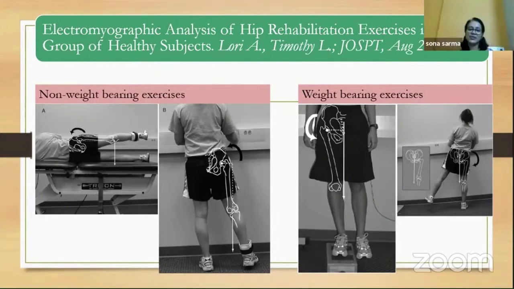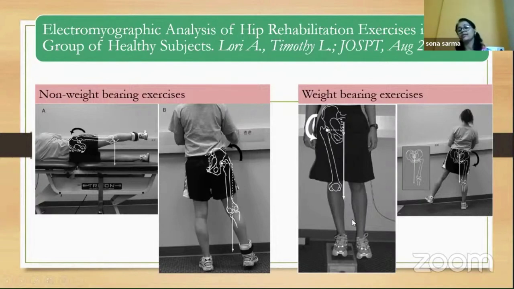I can answer this with a couple of slides. This was a study done on electromyographic analysis of hip rehab exercises in a group of healthy subjects, published in JOSPT. They recommended that you can start with low intensity, non-weight-bearing exercises, in which the affected hip is on top in side-lying, as well as in standing, where the abducted limb is the affected hip. And as the patient improves, you can have the affected hip be weight bearing.